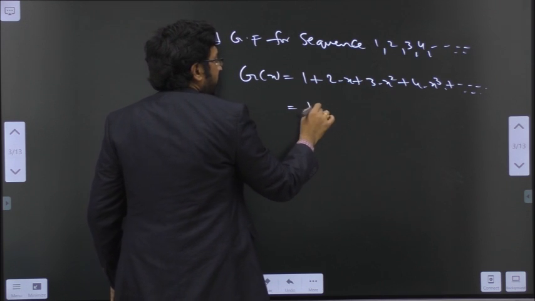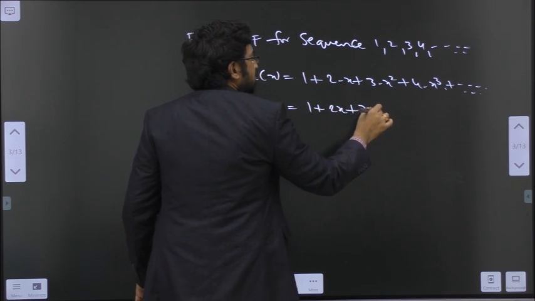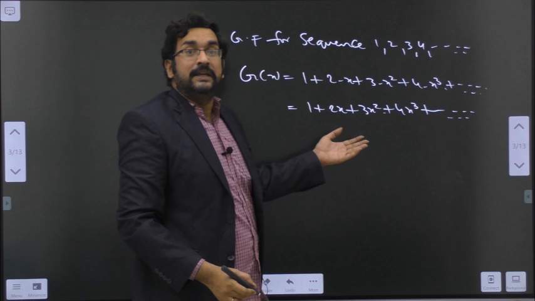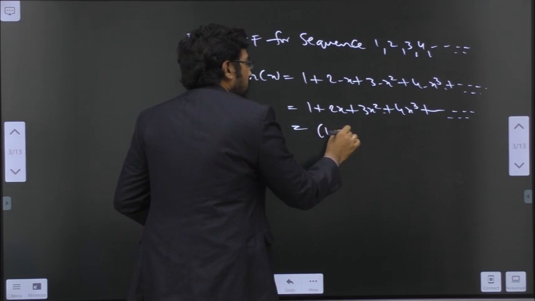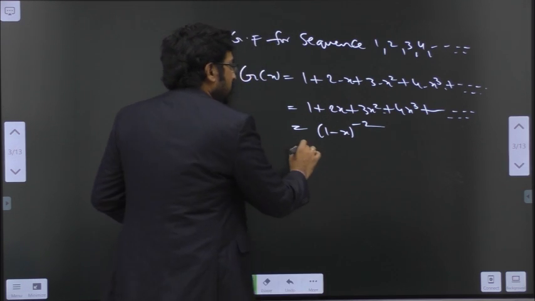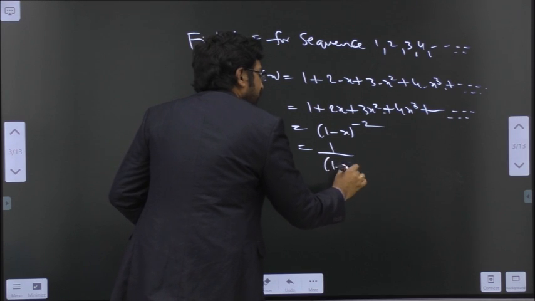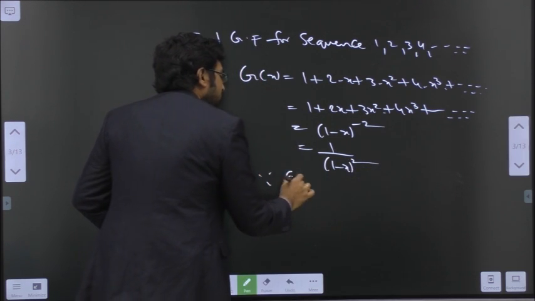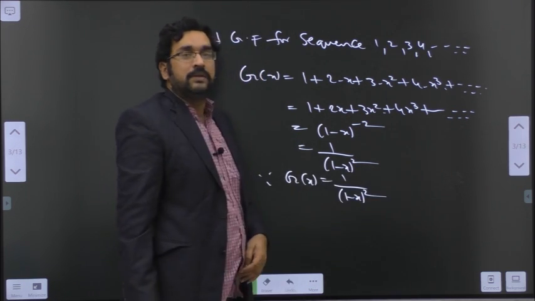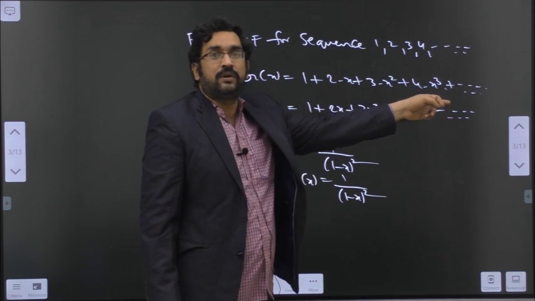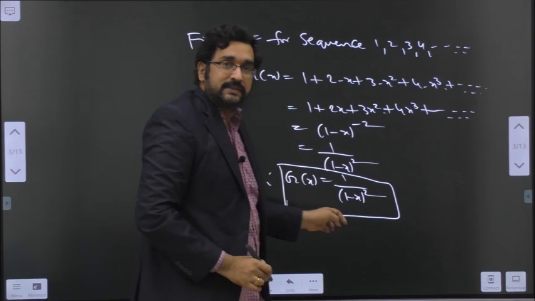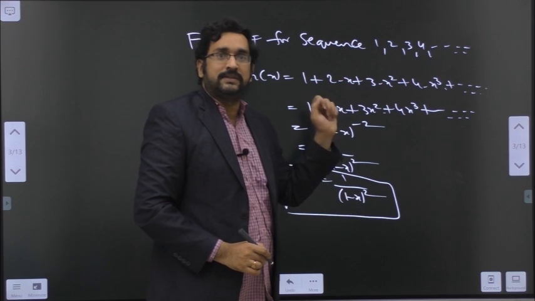So it is nothing but 1 plus 2x plus 3x square plus 4x cube plus and so on. We know that it is equivalent to 1 minus x whole power minus 2. So 1 minus x whole power minus 2 is nothing but 1 by 1 minus x whole square. Therefore g of x equals 1 by 1 minus x whole square is the generating function for the given sequence 1, 2, 3, 4 and so on.